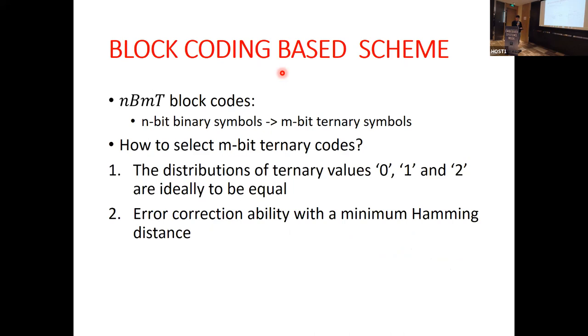There are two simple rules to follow. The distribution of ternary values 0, 1, and 2 should ideally be equal, and the selected code should have error correction ability with a minimum Hamming distance.